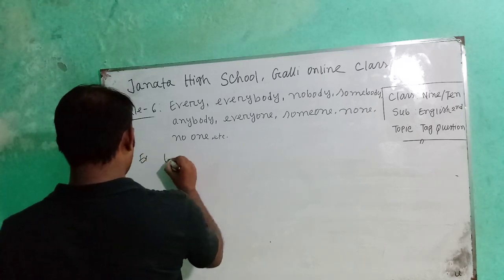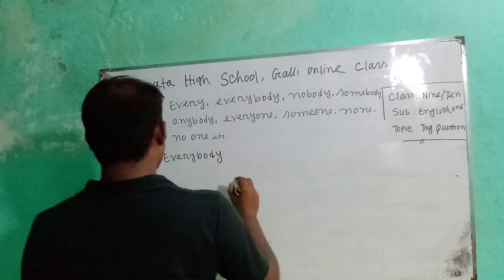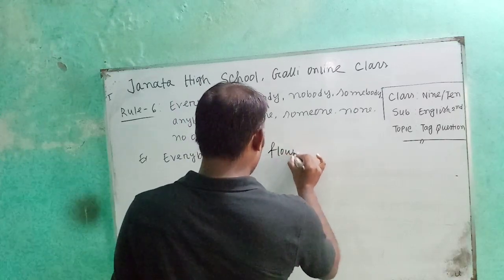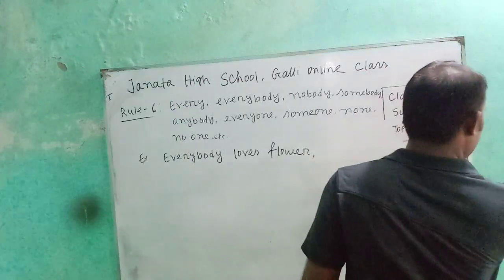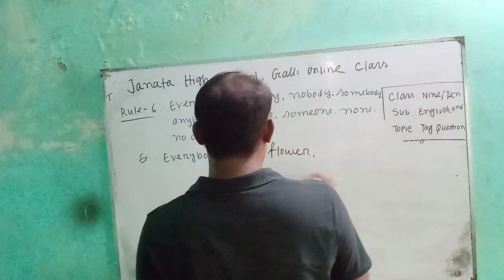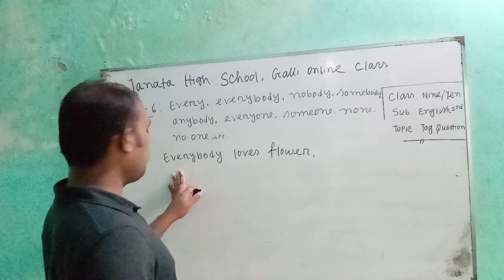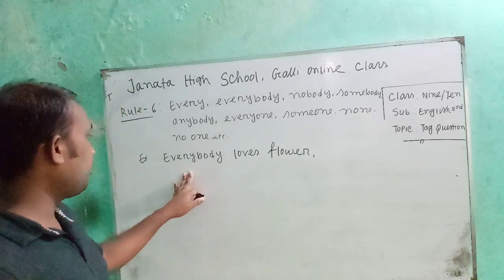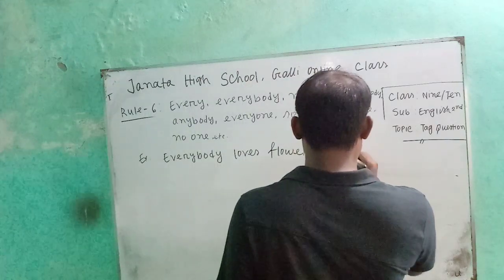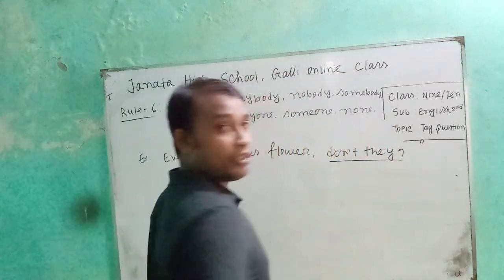Example. Everybody loves flower. Everybody, we have got everybody as subject, so we have to use they. Don't they?